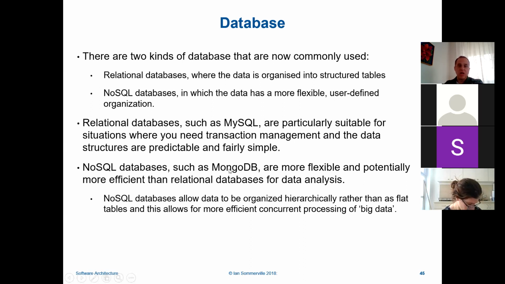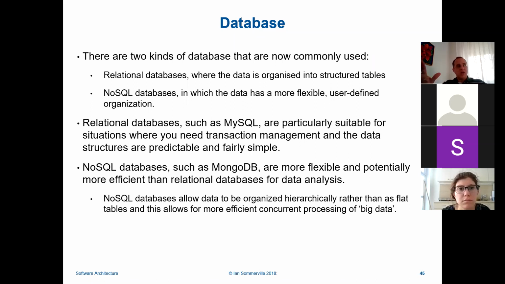NoSQL databases such as MongoDB are more flexible and potentially more efficient than relational databases for data analysis. NoSQL databases allow data to be organized hierarchically rather than as flat tables. In other words, you can make a tree. Now, if you think about it, the tables in MySQL have no hierarchy, right? It's just like I have an index and then I can use that index to access another table. And all the tables are sort of spread out on the floor in my apartment.